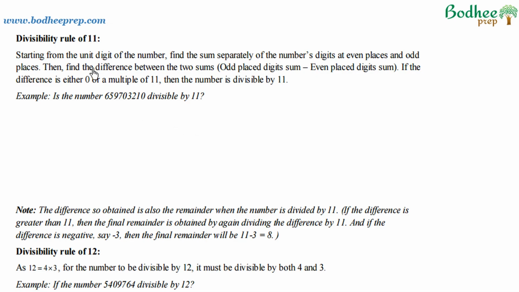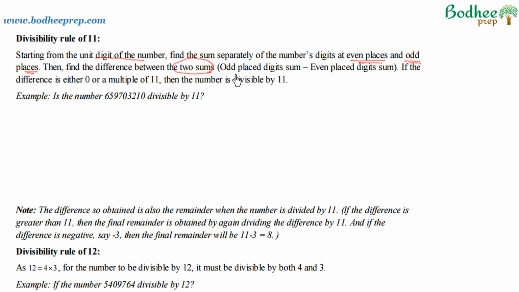Now let's take the divisibility rule of 11. It says that starting from the unit digit of the number, we have to find the sum of the digits at the even places and at the odd places separately, and then we have to find the difference of these two sums.